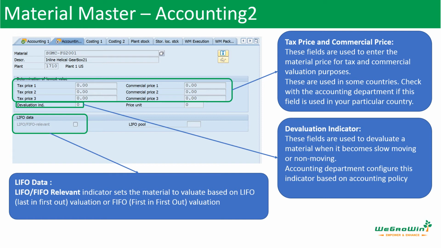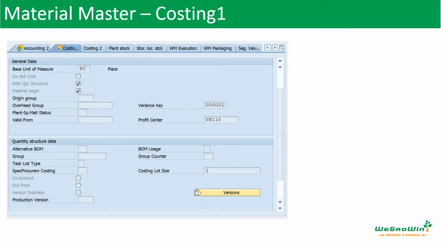LIFO is last in first out, FIFO is first in first out. How is the policy to be followed? Either the LIFO valuation or the FIFO valuation has to be followed. Again, this is applicable based on the country's legal requirements and also the accounting standards of the organization based on the product's nature. In some cases we have to use first in first out always, in some cases last in first out. But generally it is suggested to use first in first out.